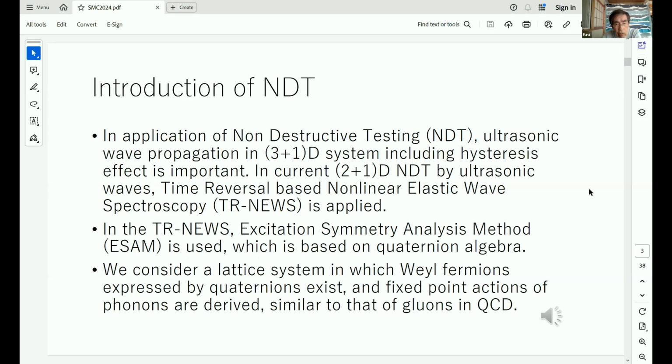So, in application of non-directional testing, ultrasonic wave propagation in 3+1 dimensional system, including hysteresis effect, is important. In current 2+1 dimensional non-directional testing by ultrasonic waves, time reversal-based nonlinear elastic wave spectroscopy is applied. In the TR use, excitation symmetry analysis method is used, which is based on Quaternion algebra. We consider a lattice system in which Weyl fermions expressed by quaternions exist, and fixed point actions of phonons are derived, similar to that of gluons in quantum chromo dynamics.